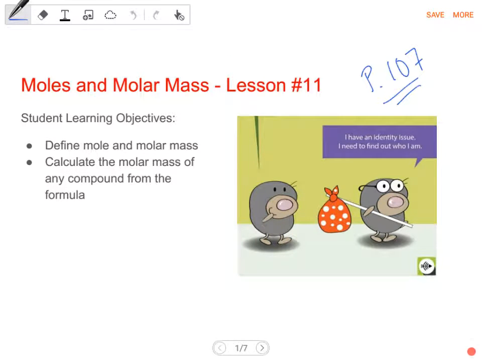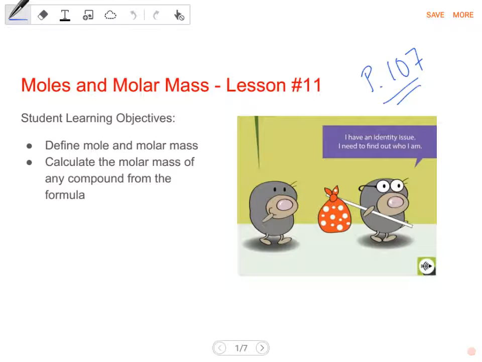Okay, everyone, we're going to move on to lesson number 11, and we're going to deal with some new terms here that you probably haven't heard of before. The learning objectives are defining what a mole is and molar mass, and calculating molar mass.